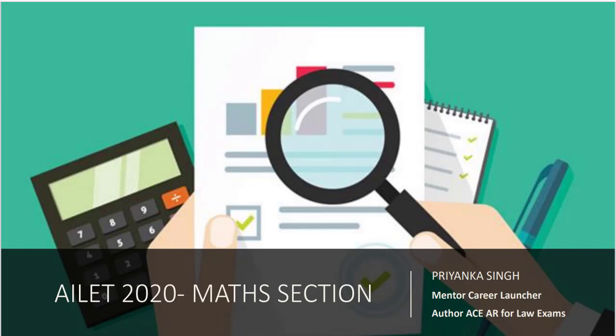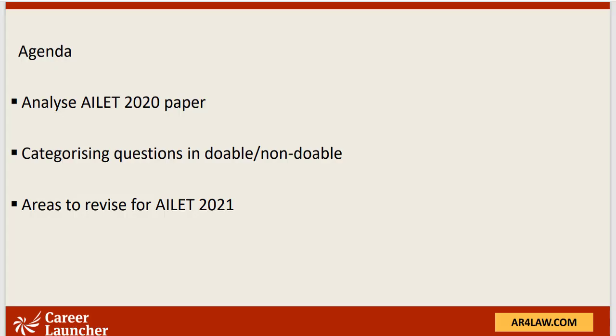In this video today we are going to look at the math section in ALET 2020 exam. So we will analyze the math section in ALET 2020 paper. We will categorize the questions in the doable and the non-doable category. So that means we'll segregate the questions which were to be attempted and which were not to be attempted. And we'll also look at the areas which need a major revision for ALET 2021, which is coming up on 30th July.